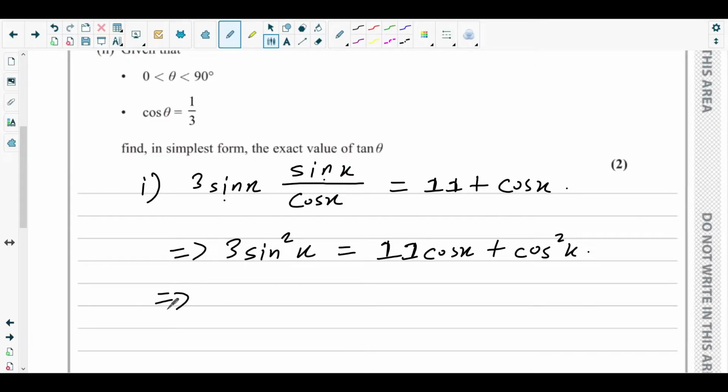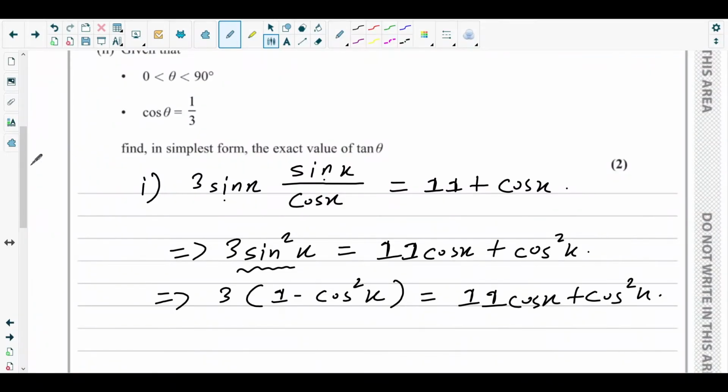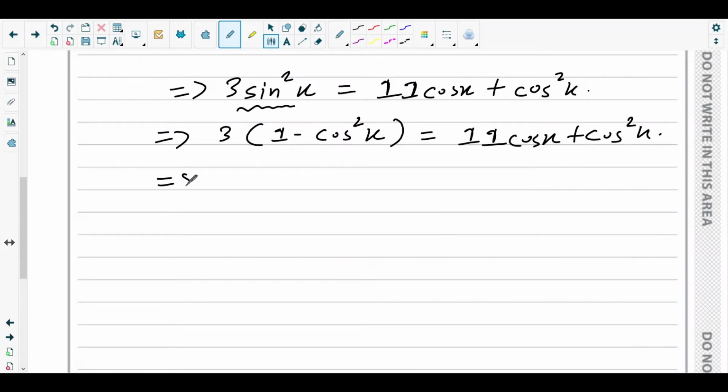Okay, so to solve the equation, we should have all the terms of the same trigonometric ratio. So here we got sin squared x, so let's convert it to cos squared x, because on the right hand side we have cos x. So sin squared x can be written as 1 minus cos squared x, from the identity sin squared x plus cos squared x equals 1.